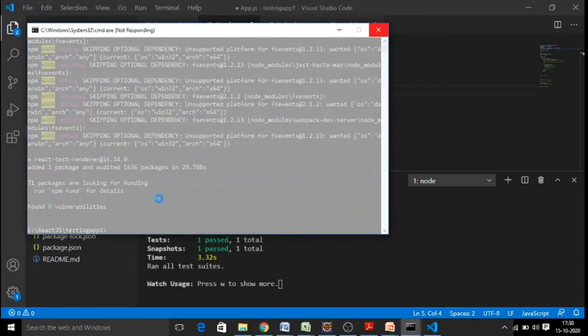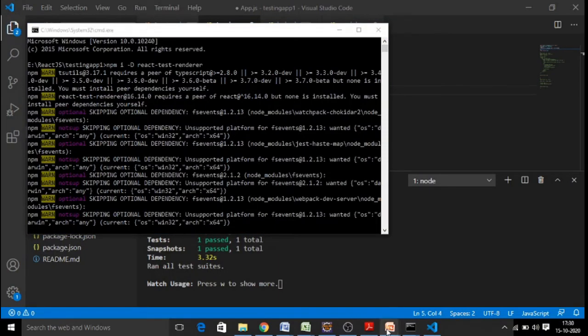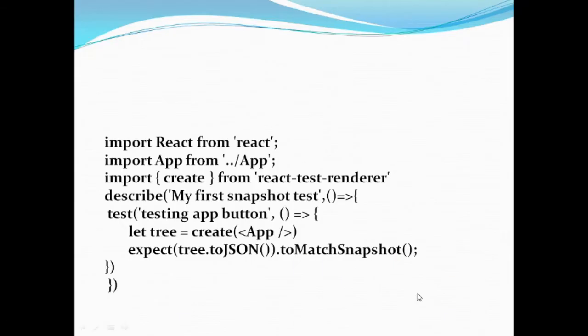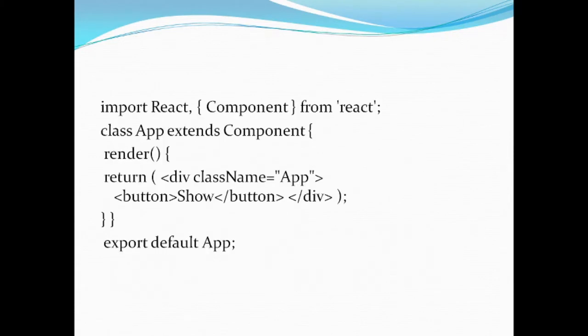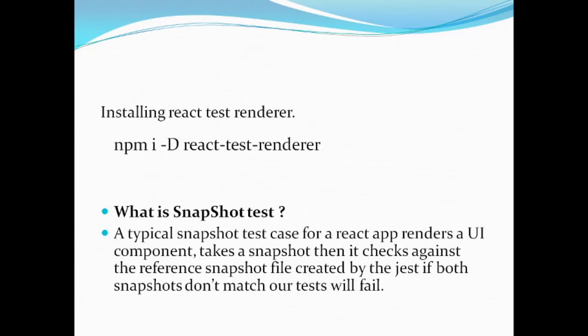The library we have installed is React Snapshot Renderer. You need to install that, and then we are practicing with one basic component. A component contains a simple button, and then after the button is created, you will be testing against your app.test.js file. So this is a basic component we created, and then we have taken a library.